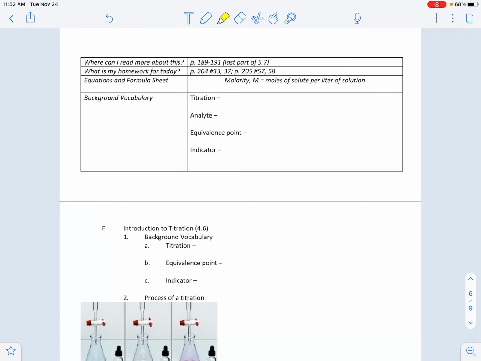Hey students, welcome back. This video is still a part of stoichiometry, but we also added titrations in as well because they kind of go hand in hand. So we're going to talk about solution stoichiometry, but again, that goes along with titration. So this is 4.6 titrations. If you need to read about it, there's some more information in section 5.7. Okay, so let's jump right in.